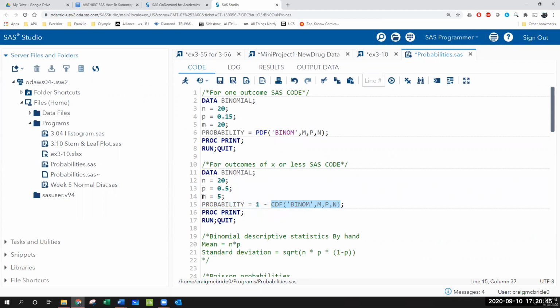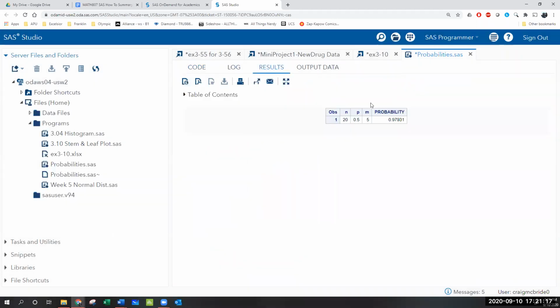In this case, when you set M to be 5, it takes the probability of 0 successes plus 1 success plus 2 plus 3 plus 4 plus 5. It adds all those probabilities together. We wanted to know the probability of 6 or more. So if we take the probabilities 0 through 5 and subtract them from 1, that gives us the complement, which is 6 and above. So that's why we had to put this 1 minus in here. And when you run this one, that's how you get the 97.93%.